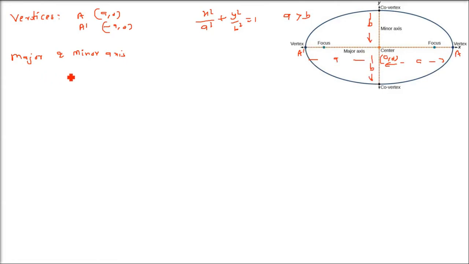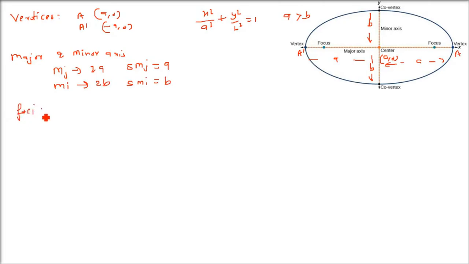So what is the major axis? A plus a, 2a. Major axis length is 2a. And what about the minor axis? It's b and b, 2b. 2b is the length of the minor axis. So two more things will come: semi-major axis and semi-minor axis. Just divided by 2, that is half of the axis. So semi-major will be 2a by 2, that is a. Semi-minor will be 2b by 2, that is b.